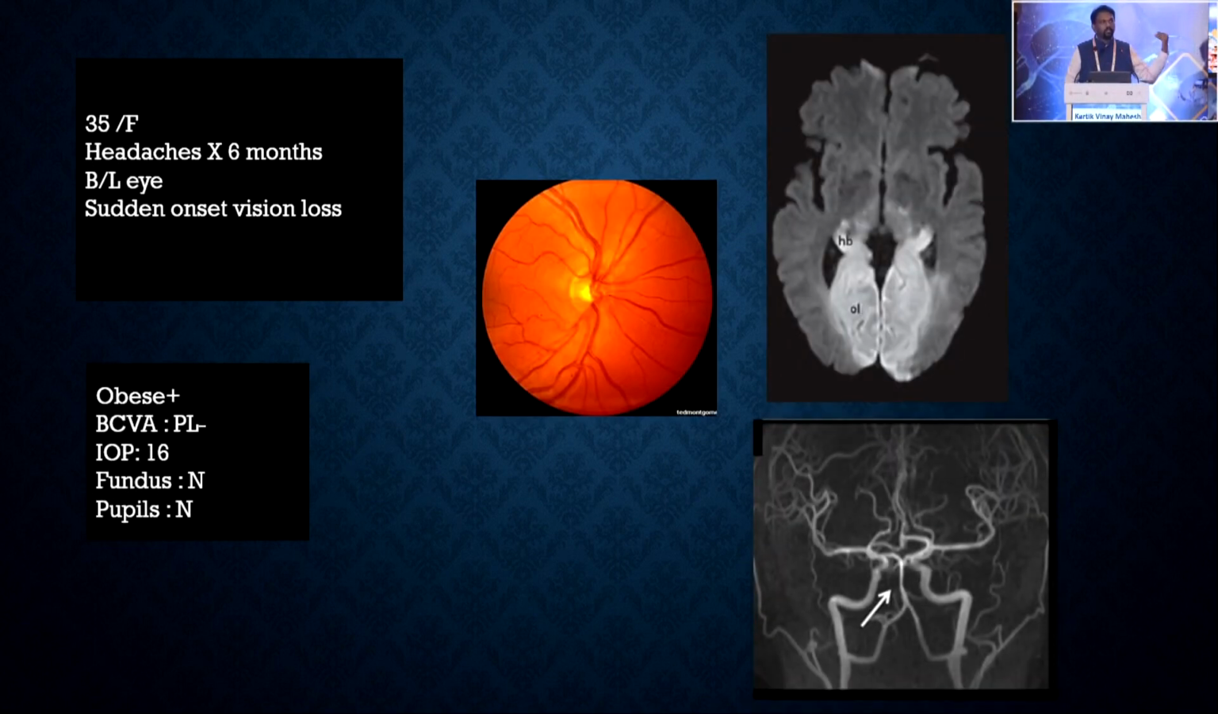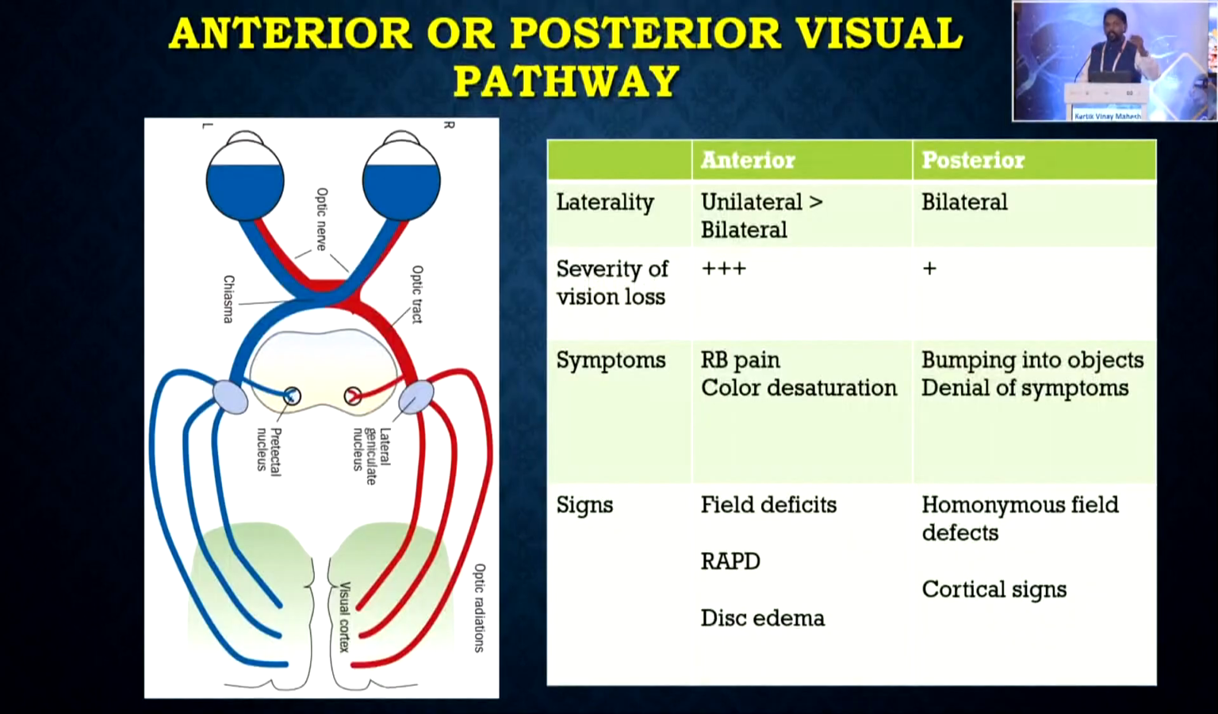So that means this is something in the posterior. So this is bilateral PCA territory infarct secondary to RCVS. So from this, I am to conclude what is the difference between anterior and the posterior visual pathway. What is the anterior visual pathway? What is posterior visual pathway?